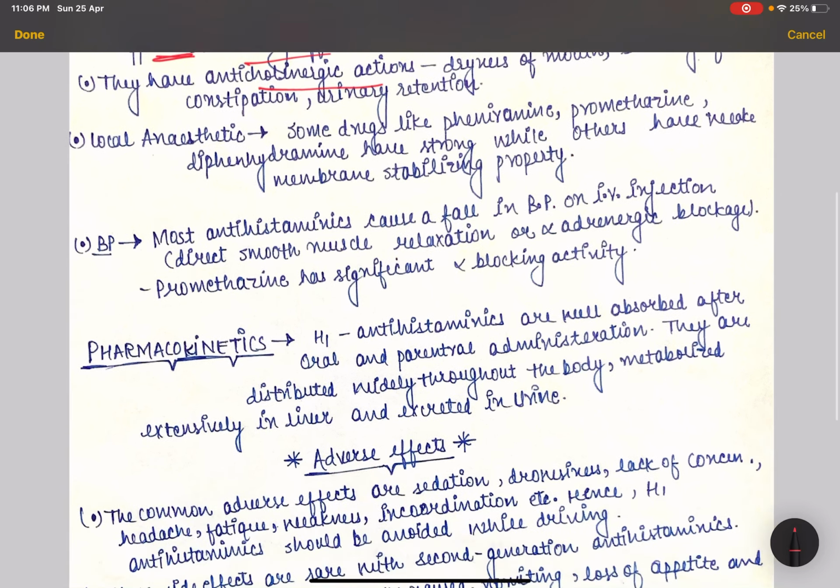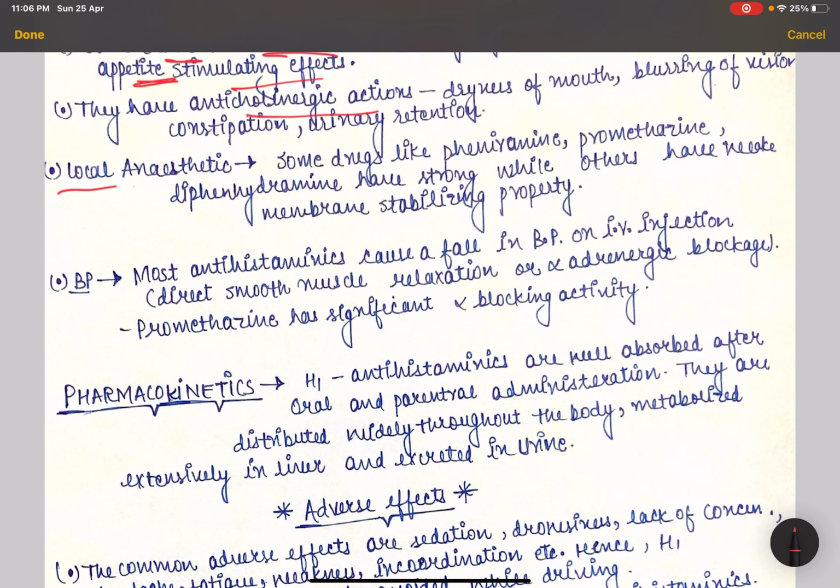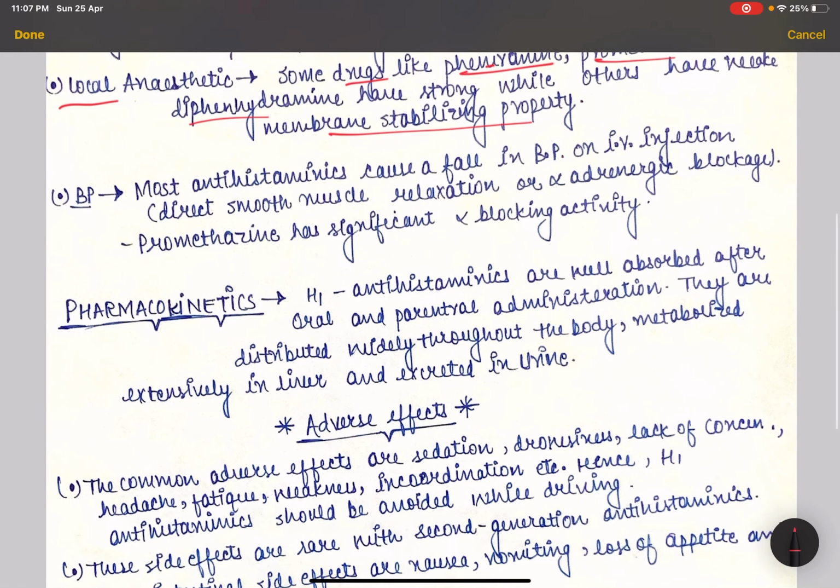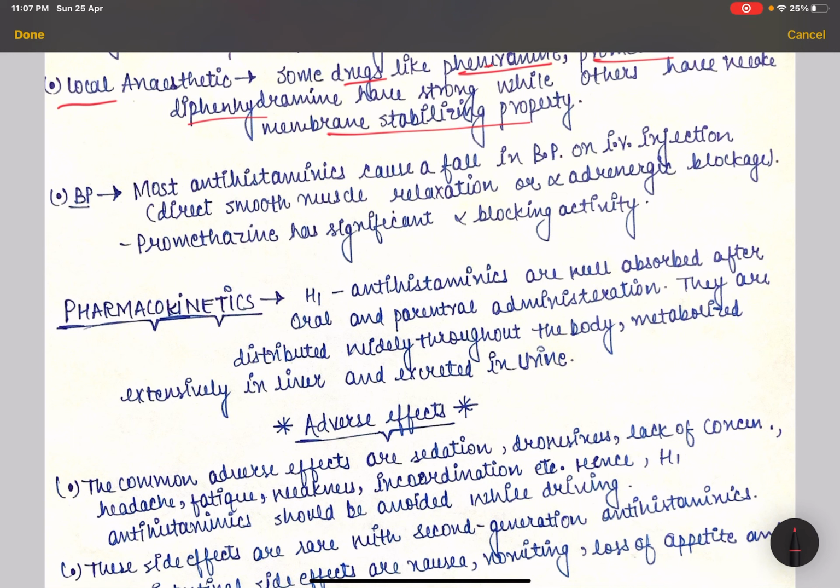Local anesthetic action. There are some drugs which have a very good tendency for penetrating the membrane, and they have a weak membrane stabilizing property. They cannot be used clinically as local anesthetics, because they cause irritation when injected. These drugs are like pheniramine, promethazine, diphenhydramine. On BP, most of the antihistaminics cause a fall in BP on IV injection, because of direct smooth muscle relaxation or alpha adrenergic blockade. Promethazine has significant alpha blocking activity as well.